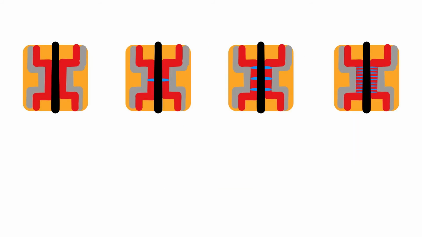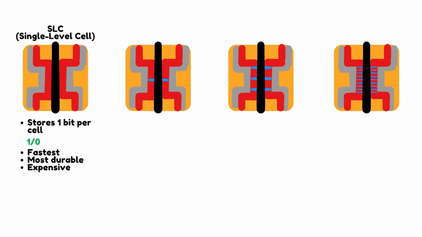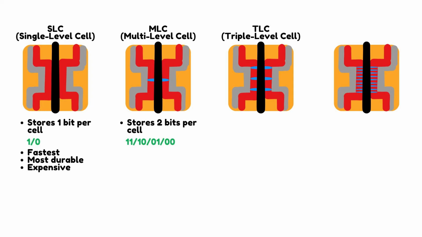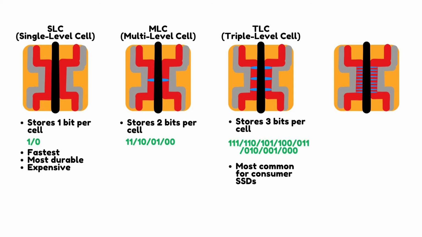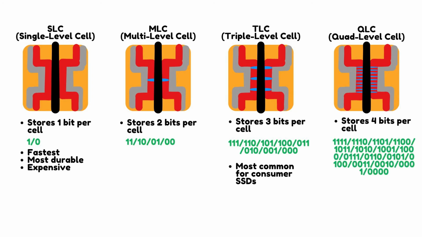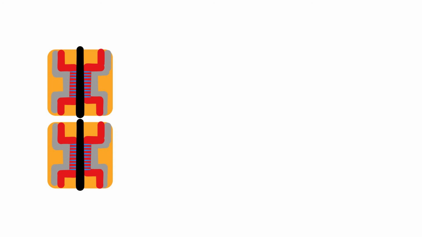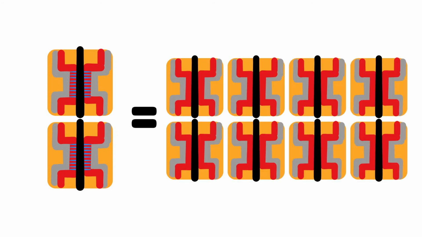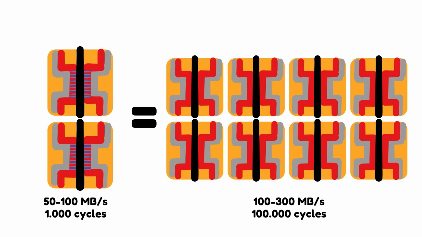There are now different types of SSD cells. SLC stores 1 bit per cell, fastest, most durable, expensive, and the one we previously talked about. MLC stores 2 bits per cell. TLC stores 3 bits per cell, most common for consumer SSDs. QLC stores 4 bits per cell, highest capacity, lower endurance. A QLC SSD can store the same amount of data in just 2 cells as an SLC SSD would need 8 cells for. However, higher bit per cell designs tend to be slower and wear out faster due to increased voltage complexity.